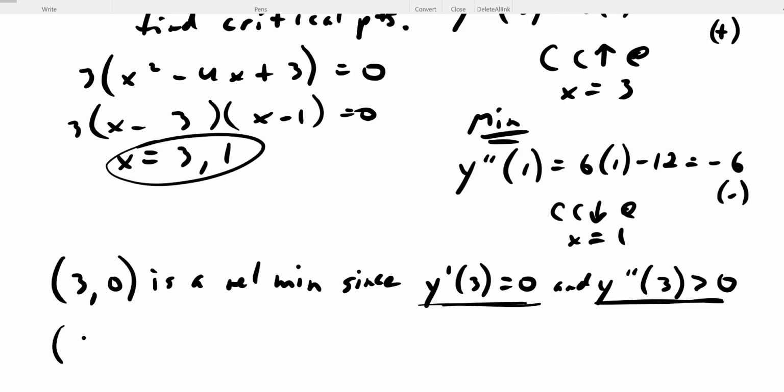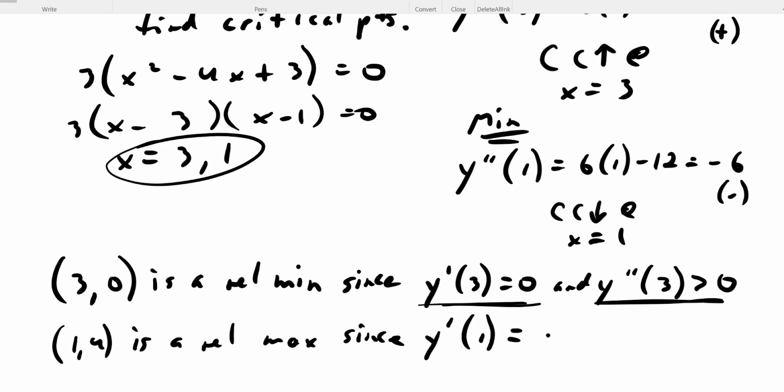And the other one would be 1 comma 4 is a relative maximum since y prime of 1 equals 0. Again, I got that 4 from plugging into the original equation. So y prime of 1 equals 0 and y double prime of 1 is less than 0. Those are the words. If I don't see these words, you will not get full credit for your problem.